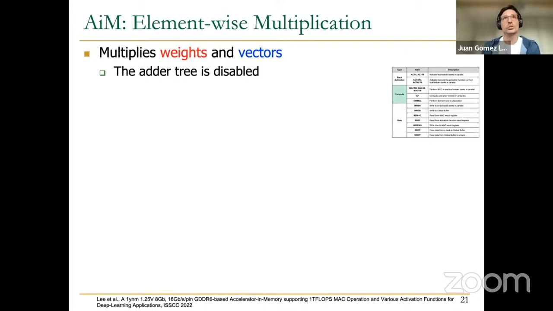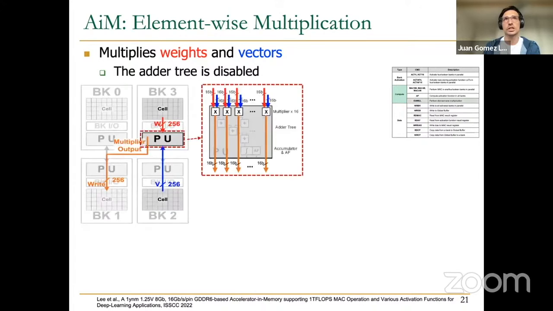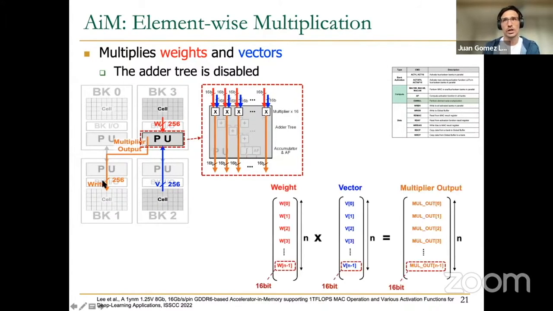Another operation that is also possible to do in the MAC units is the element-wise multiplication. In this case, the tree adder is disabled, and the PUs are simply performing an element-wise multiplication of some values coming from either 2 banks or 1 bank and the global buffer, and the output is written directly to a different bank, as we see here represented by this orange line. This is the operation that is happening inside these PUs.